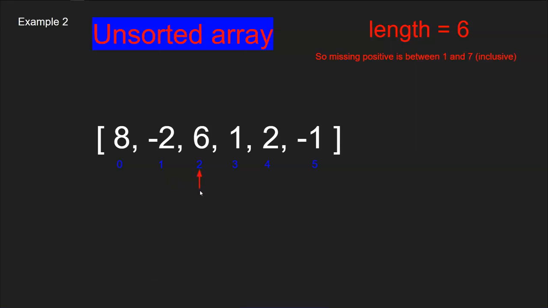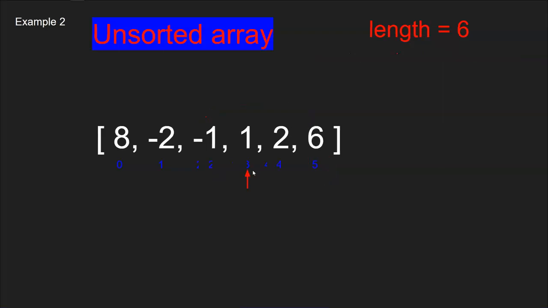At index 2, we have an element 6. The element 6 must sit at index 5. So we need to swap the element at index 5 with the element 6. Now swap.